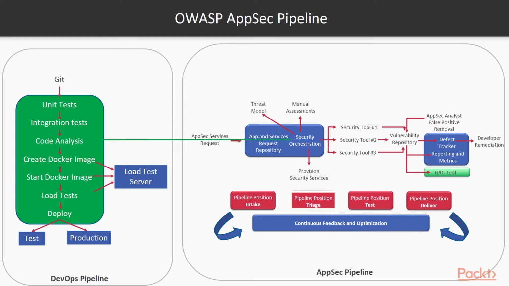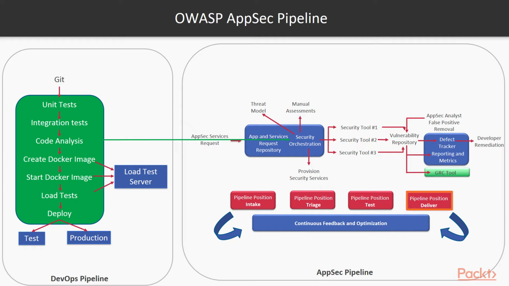The second part is triage, where the determination is made for applying the requested services. An application request may have an automated scan, in which case a request would be made to conduct a security scan. The third part is test, which is the heart of the pipeline. It is here where all the AppSec tools are automated. Results are fed into a central repository and reviewed for false positives.